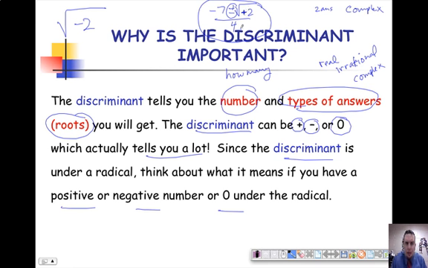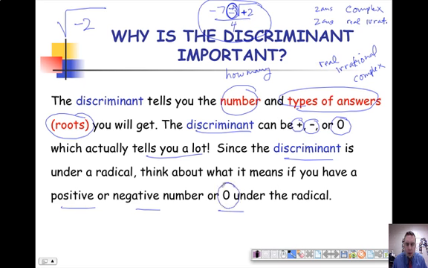What if this number was positive 2? You'd still get 2 answers because of plus or minus. And what type of answers would you get? Well, the square root of 2 is irrational, but it's real. So real, irrational answers. You're still going to get 2 answers, and they're going to be real and irrational.